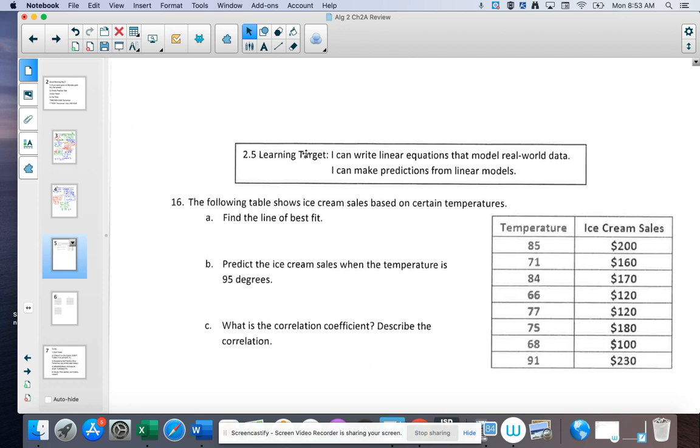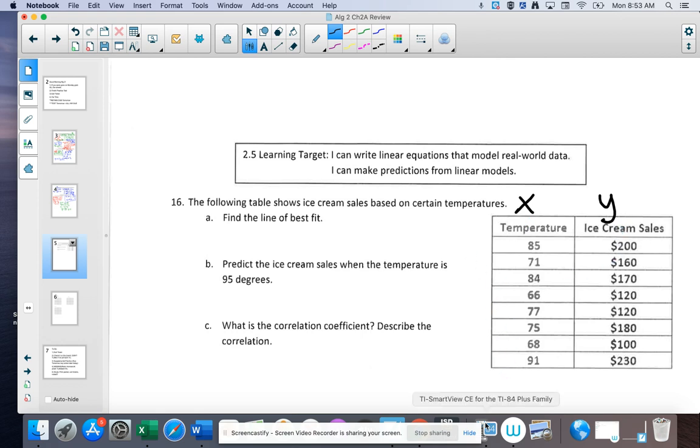So in 2.5 we talked about our real world models and putting them into our calculators to get a scatter plot. So first of all, we need to notice that we are talking about temperatures and ice cream sales in this problem. So this is going to be our X and this is going to be our Y because temperature is causing our ice cream sales to either go up or go down.